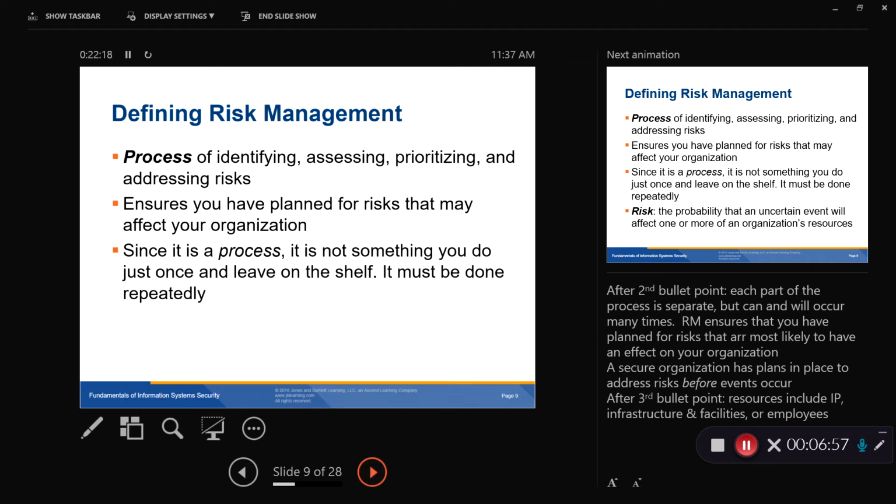Since it is a process, it is not something you do just once and leave on the shelf. It must be done repeatedly. The resources involved include intellectual property, infrastructure and facilities, or employees. You have to do risk management for all of those various different components. Now, again, where it must be done repeatedly, it's not like you're going to create a new risk management document every day. That's not what this is all about.